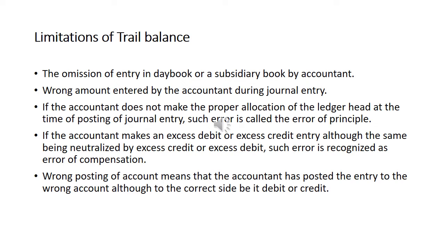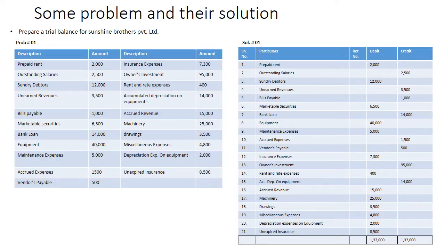Now, wrong posting of account means that the accountant has posted the entry to the wrong account, although to the correct side, be it a debit or a credit. Now here are some problems regarding trial balance and their solution is also provided. Now prepare a trial balance for Sunshine Brothers Private Limited. Description and the amount are given.